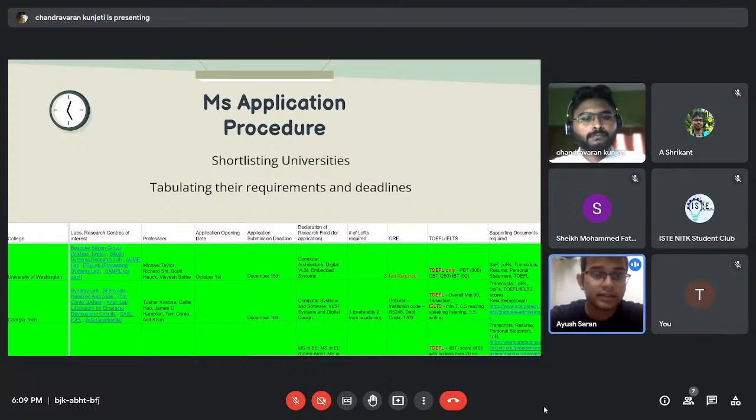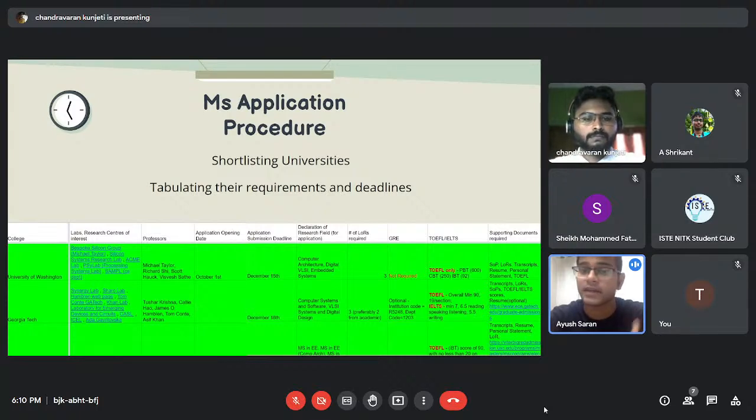So the next thing is listing down the professors themselves. The labs and research centers, like I said, could be scattered across many professors. There are a few professors who work in other labs also in a secondary role. So note down the professors' names because this would be really elemental in your SOP side of things.